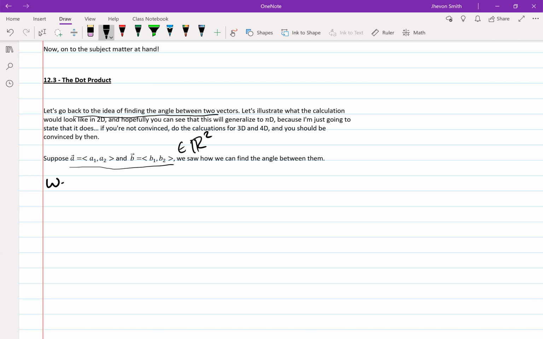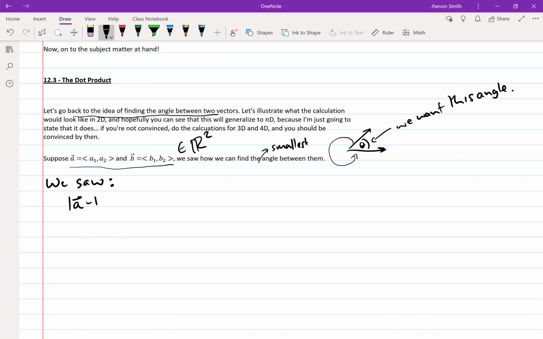So we saw, to measure the angle and find the angle, I do mean the smallest angle. Right, so if we have two vectors, you can find this angle over here, or you can find that angle over there. We're talking about this one. We want this one. Anyway, we saw to find our angle theta that this equation came in handy.